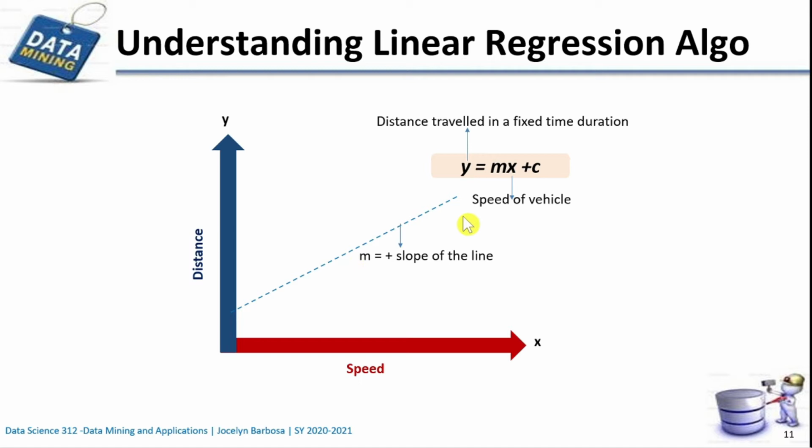This is the slope of the line, the positive slope, and here is the y-intercept of the line. That means there is a positive correlation between the speed of a vehicle and the distance traveled in a fixed time duration. That is, increasing the speed would also increase the distance traveled by a particular vehicle.